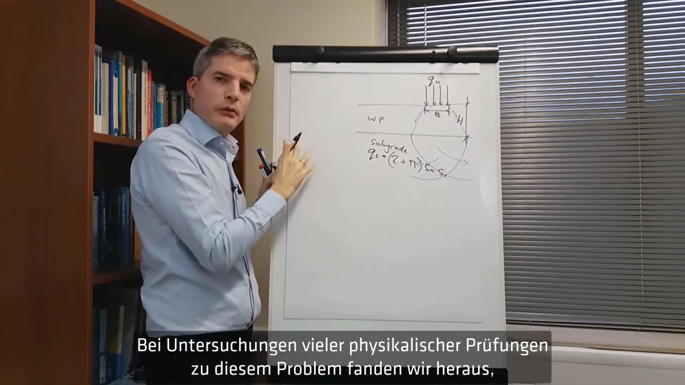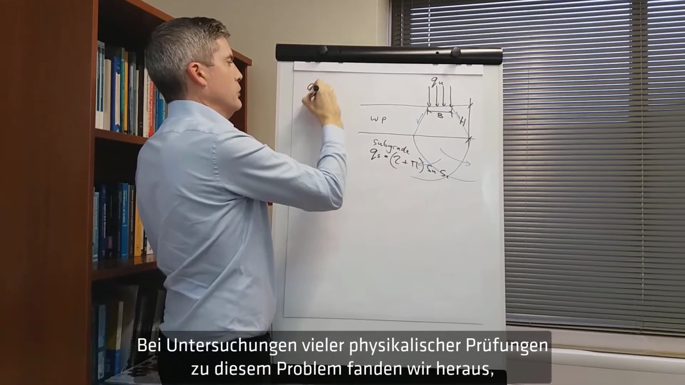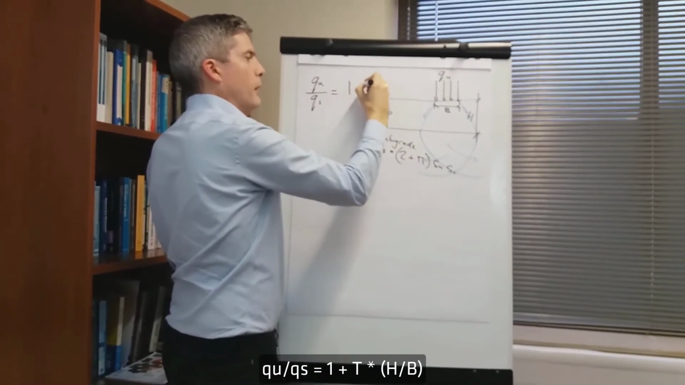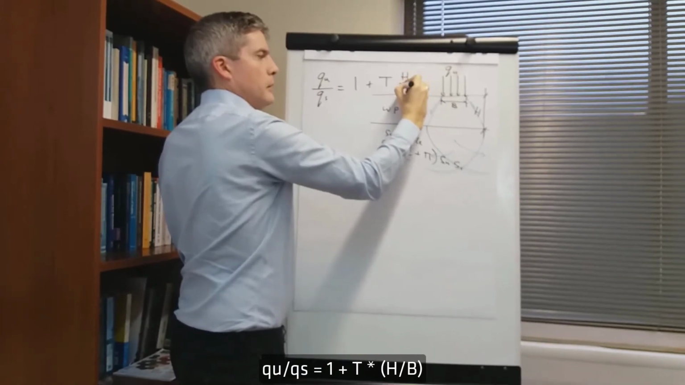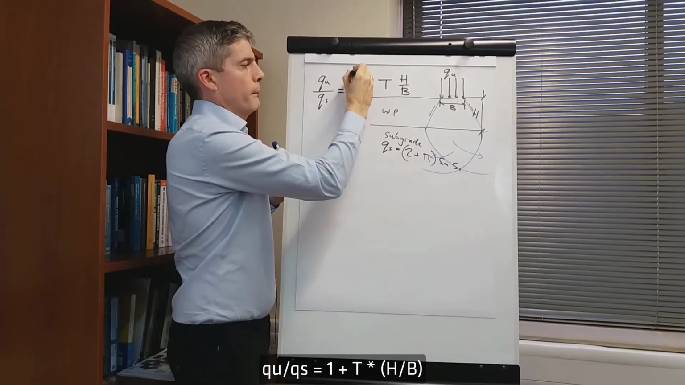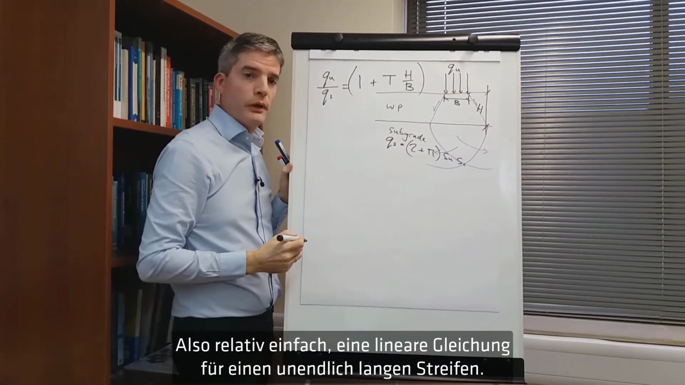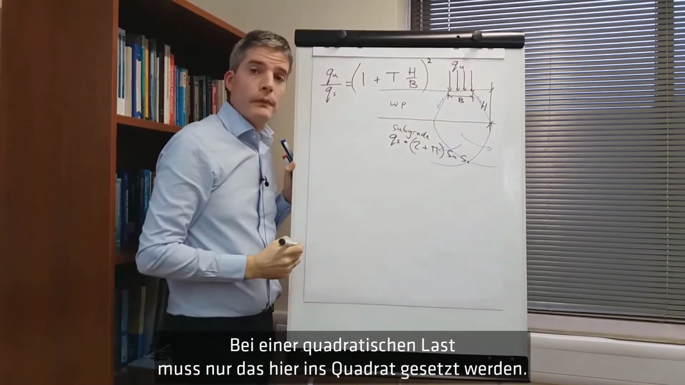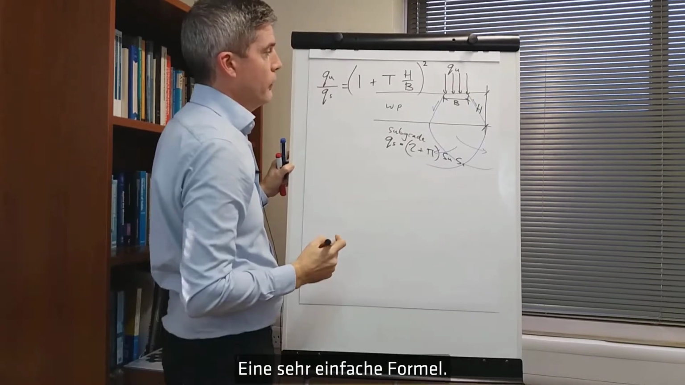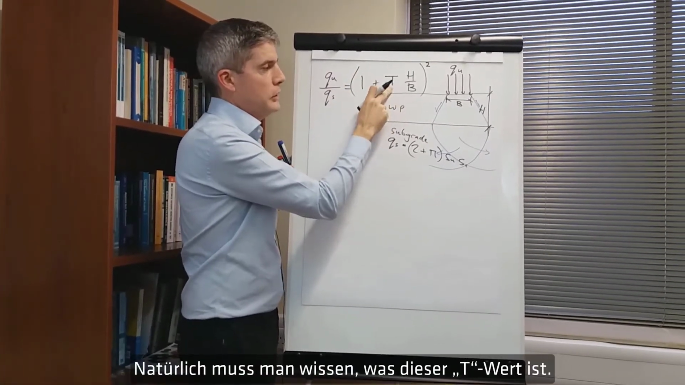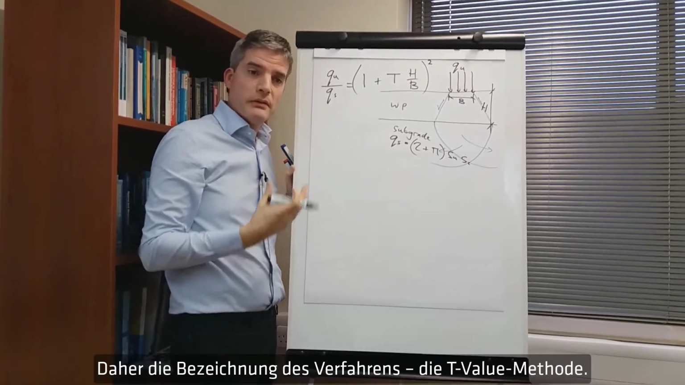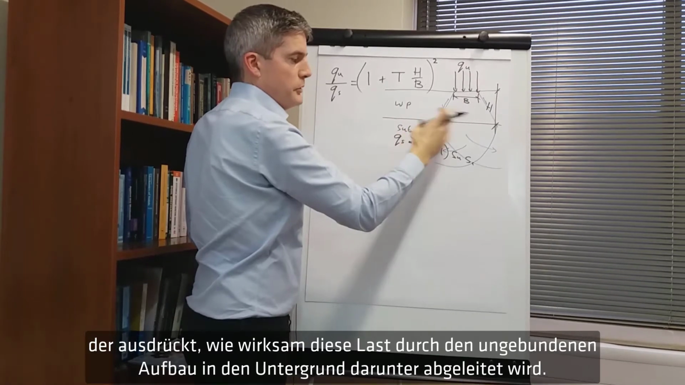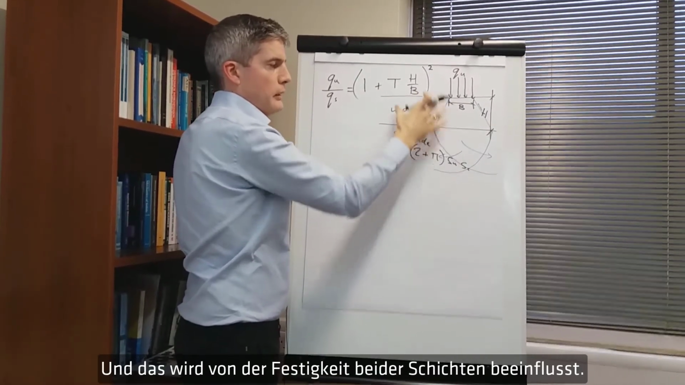Now, by back analyzing a lot of physical tests done on this problem, we found that you can express the bearing capacity quite simply in terms of this ratio: QU over QS is equal to 1 plus T times the ratio H over B. So a rather simple linear equation in the case of an infinitely long strip. If it's a square load, then you would just need the square term at the top there. So a very simple expression. Of course, you need to know what this T value is. Hence the name of the method, the T-value method. It depends on this T-value, which tells you how efficiently this load is transferred through this granular material to the subgrade beneath, and it depends on the strengths of the two layers.